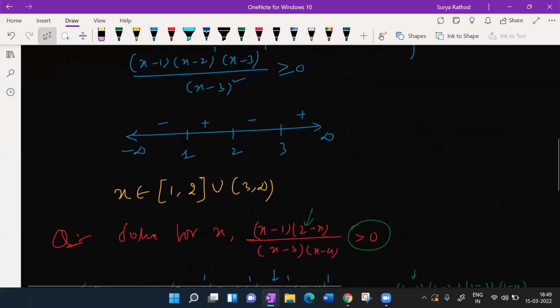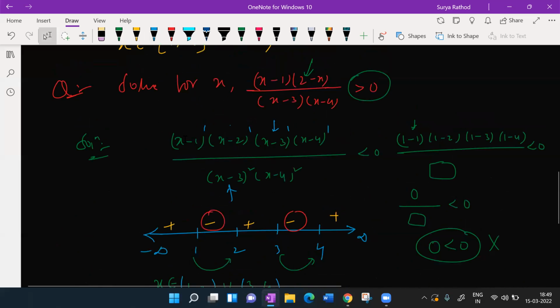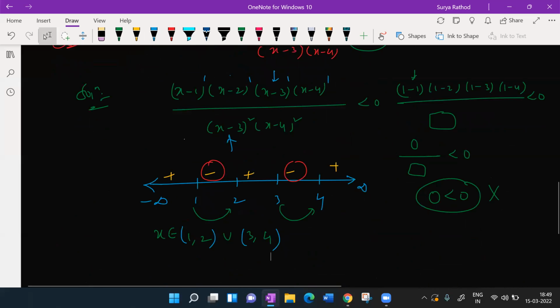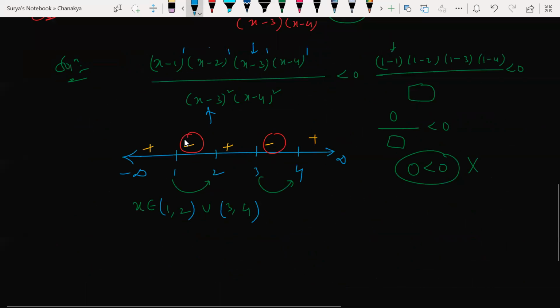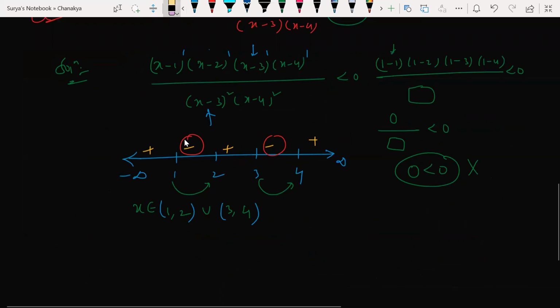Here one thing we need to keep in mind. Look at this, where it has gone. Yes, so we can include 3 and 4 here. So 1 and 2 we can include. Can we include 1 and 2 or not? Tell me, 1 and 2, can I include?